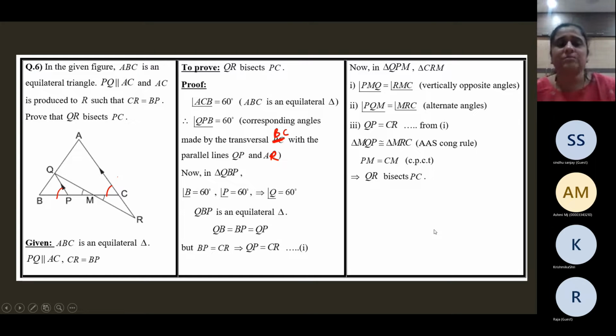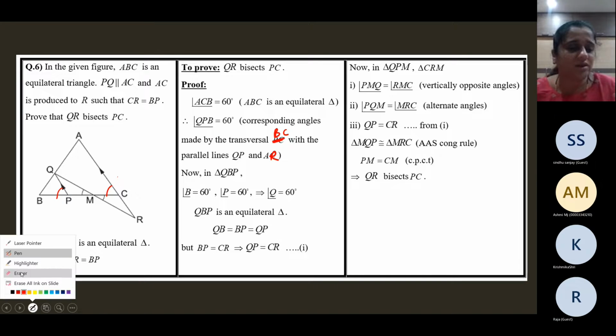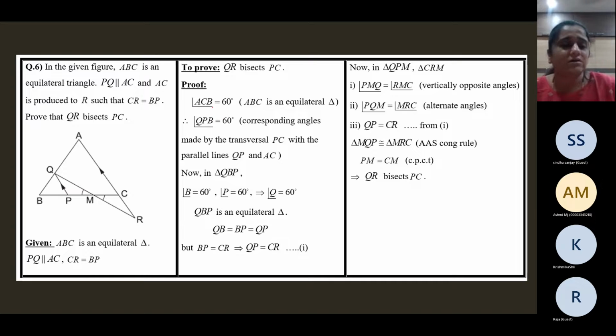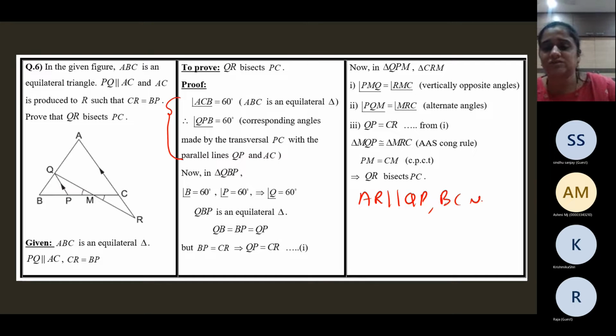Children, anyways, you will have to work and practice. So you can just strike this with a pencil and write it like this so that you can understand better. ACB is equal to 60 degrees. I just want to write this part in a better way. AR is parallel to QP, and BC is the transversal.